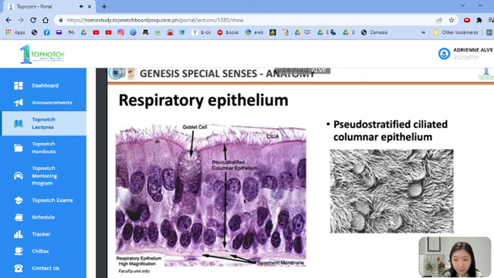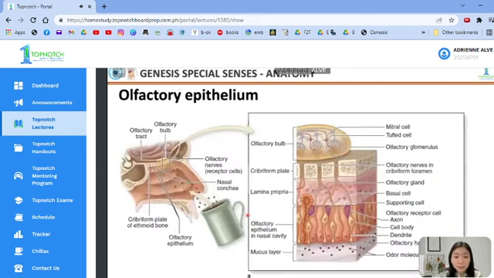Then you have the middle-sized cells. Then you have the tall columnar cells with cilia. These are also called goblet cells, which secrete mucus. The mucus film traps airborne dust particles and microorganisms. And then you have the ciliary movements, which continuously propel the sheet of mucus towards the pharynx for elimination.